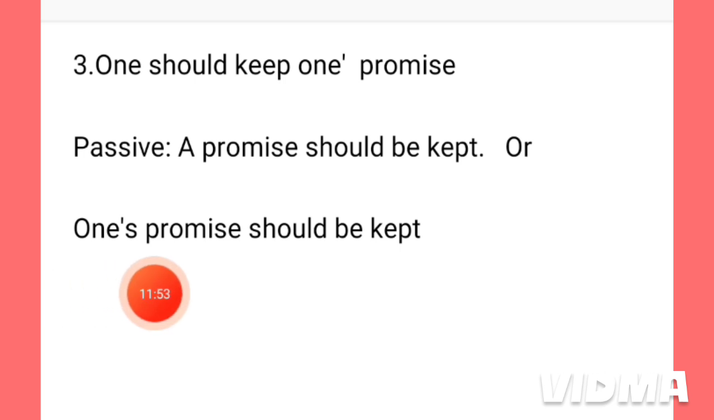You can also write this option. Actually, the difference is once promise. This once promise, this is the object, and this has come in the beginning of the sentence. Here we have written a promise, and here we have written once promise in this option. So once promise should be kept. The other part is the same as this sentence. So you can write either this first option or the second option.